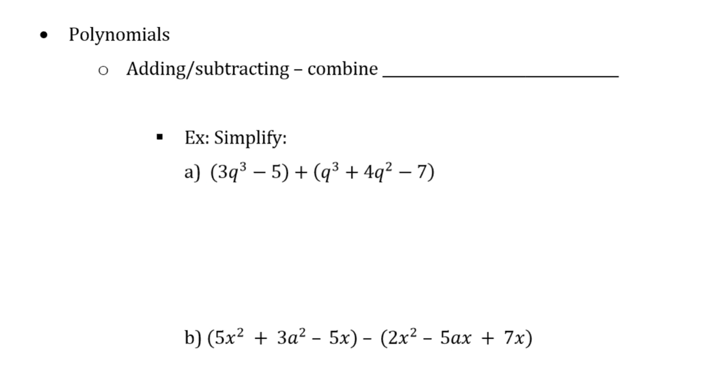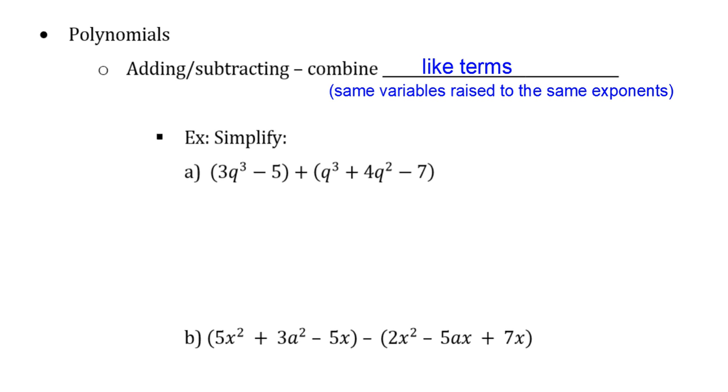Polynomials. So for polynomials, when we're adding and subtracting them, we want to make sure that we're always combining like terms. And just as a reminder, like terms means that I have the same variables and they're being raised to the same exponents. So when I combine like terms, for example, in this first problem, 3q to the 3rd and then 1q to the 3rd, we do have an imaginary coefficient here of 1. I want to add together those two terms, and what that means is that I'm going to add together their coefficients. So that's going to result in 4q to the 3rd.